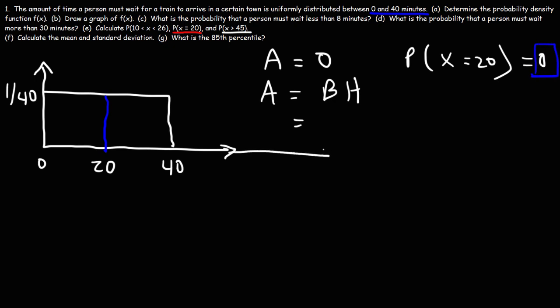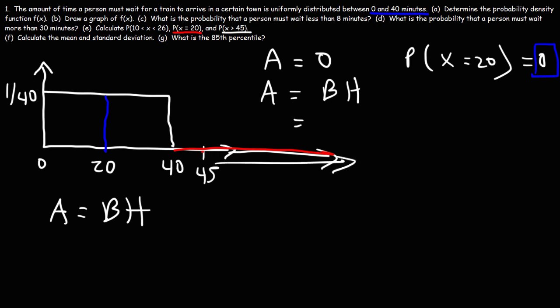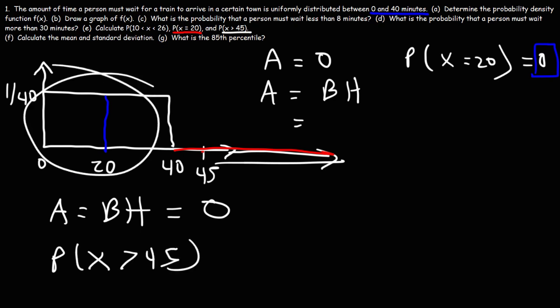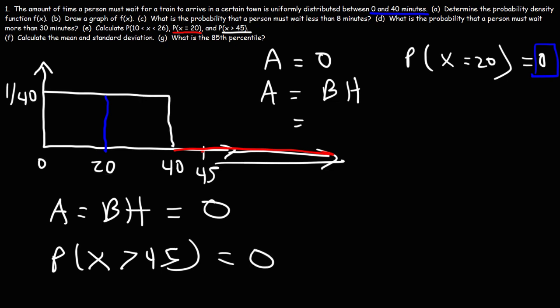If we were to extend this graph, 45 would be somewhere here. But notice that f of x is 0 beyond 40. So if you were to try to use the formula, base times height, your base could extend to infinity, but your height is 0. So basically, you have no rectangle. If your height is 0, the area is going to be 0. Therefore, the probability that x is greater than 45, because it's outside of the range of 0 to 40, is going to be 0. So that's the answer for that one.